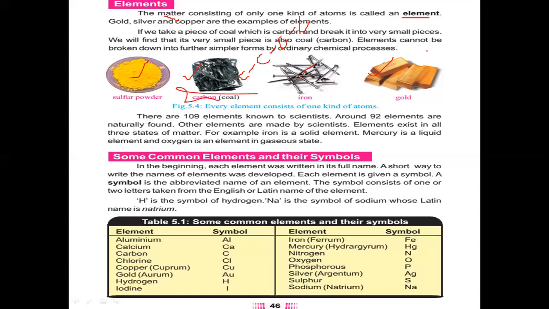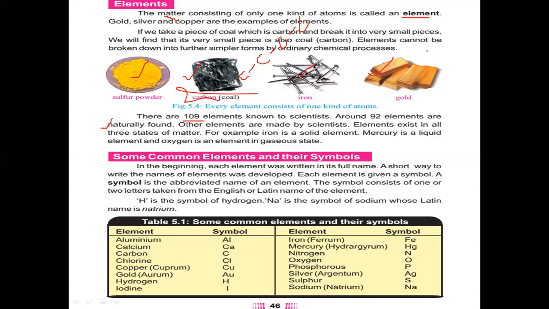So there are 109 elements known to scientists. Around 92 are naturally found, like in nature on the earth, 92 elements are present. Other elements are made by scientists themselves through different experiments.